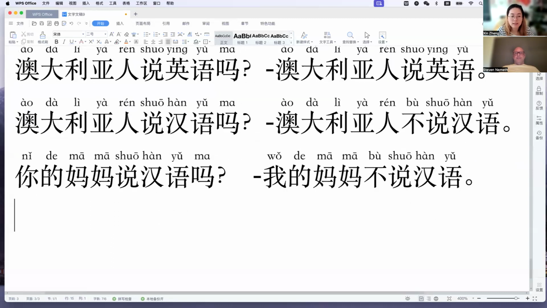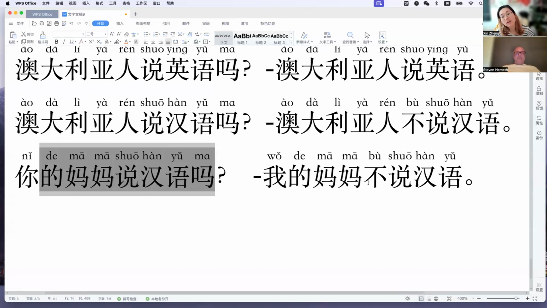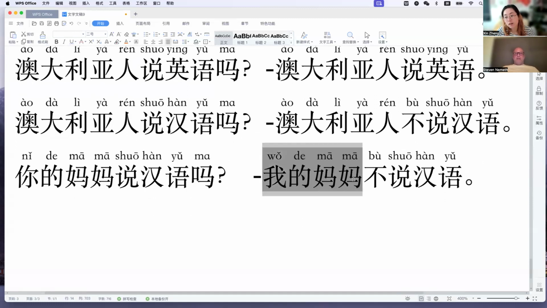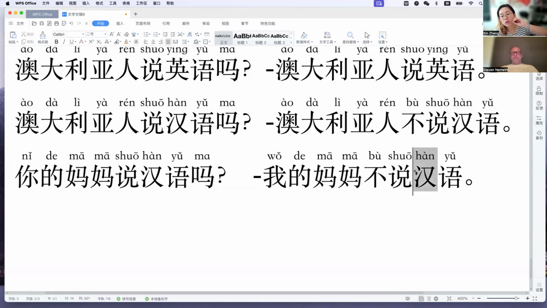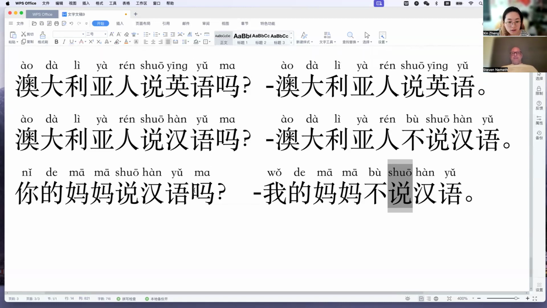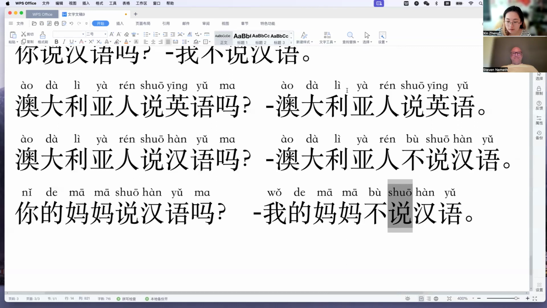好，and last question. 你的妈妈说英语吗？ Speak or not speak? 我的妈妈说英语。 Sorry, 说. Perfect again. Whole sentence again. My mom speaks English. 我的妈妈说英语。Yeah, perfect. Okay, do you have some questions? No. Okay. Remember, we've got a lesson tomorrow.